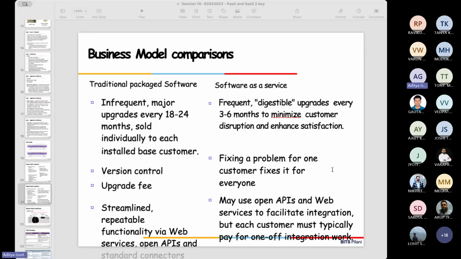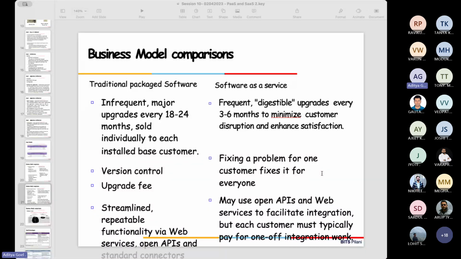And when it comes to the upgrade, generally in traditional packaged software, you would get major updates every 18 to 24 months. And these upgrades were charged, but in software as a service, this is not the case. These are called digestible upgrades, which come every 3 to 6 months, and these are fewer upgrades compared to the larger upgrades that we talked about. We used to have version control and upgrade fees, which would be charged, but SaaS does not look into any of these things.